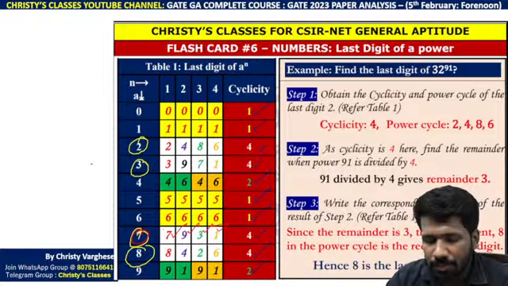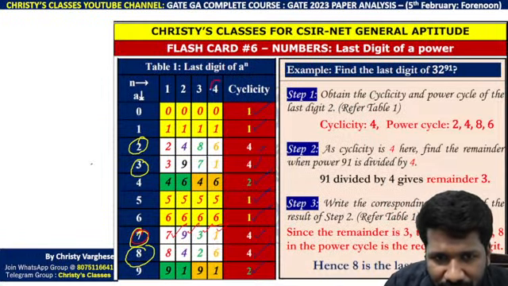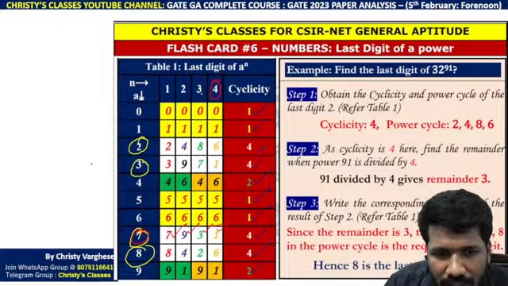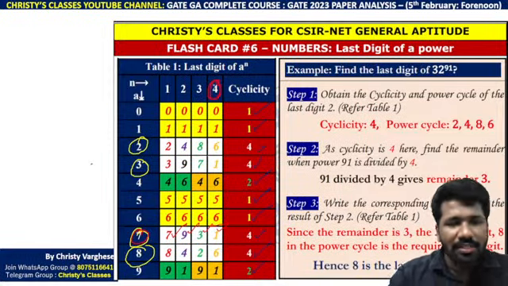7, 9, 3, 1 are the last digit possibilities. Now listen very carefully. 7 raised to 4 has last digit 1. That means 7 raised to a multiple of 4 will have last digit 1.